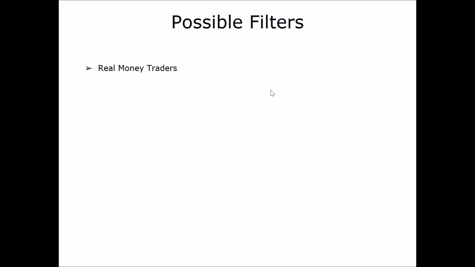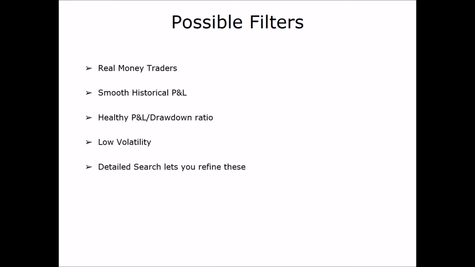So to recap, the sort of stuff that I look for: real money traders, actually trading with their own cold hard cash rather than just on a demo account. Smooth historical P&L. I want to see a nice chart of the profit and loss, nothing too choppy, but hopefully a nice steady uptrend. Drawdown is really important. It's no good if someone makes 50% a year if along the way they've lost 60% of their account to bounce back. That's too much volatility. Low volatility, ideally. You can get enough volatility from your own trading day to day without adding it in with people you're following. And the detailed search lets you refine all of these.